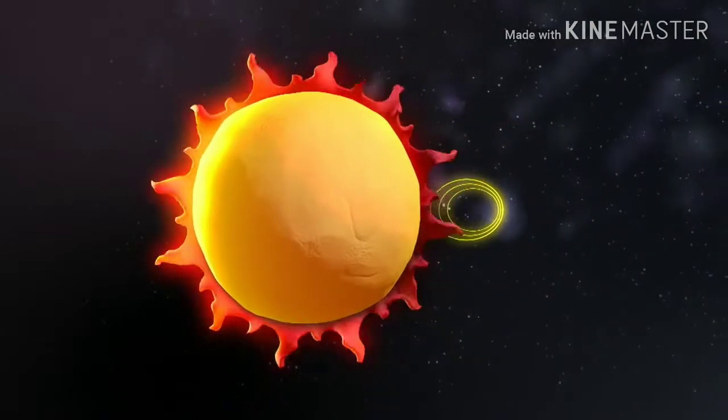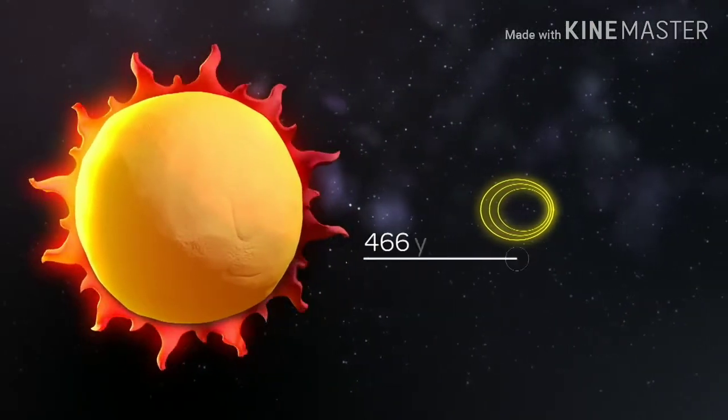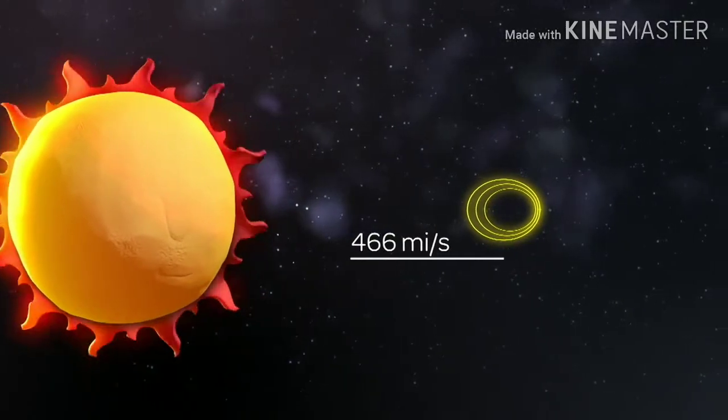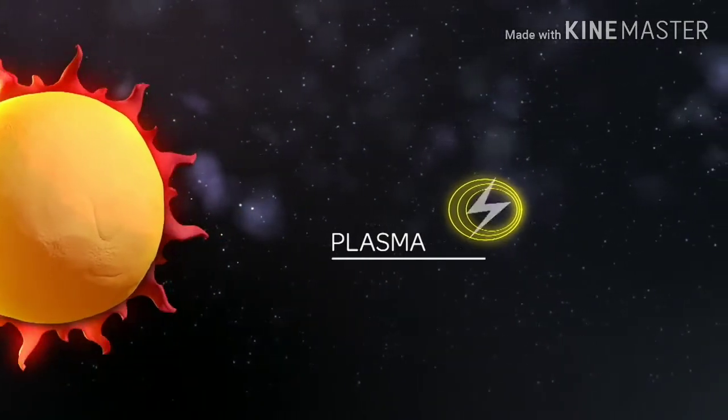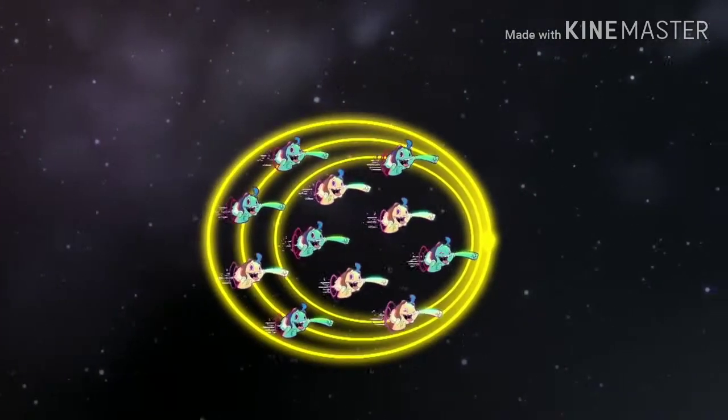Impatient, and finally behind the wheel, these free protons and electrons move too fast to be contained by the sun's gravity and group together as plasma, an electrically charged gas. They travel away from the sun as a constant gale of plasma, known as the solar wind.